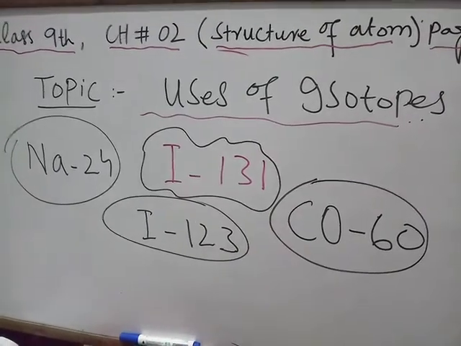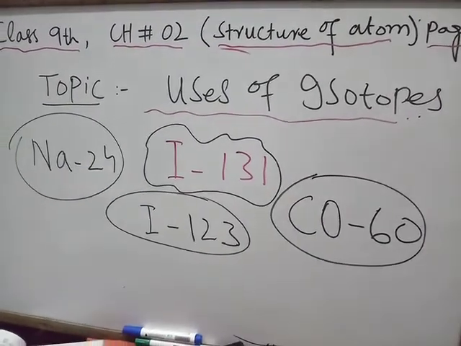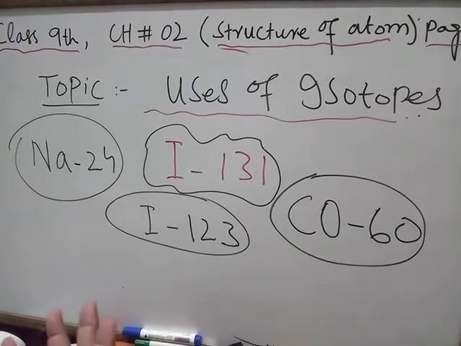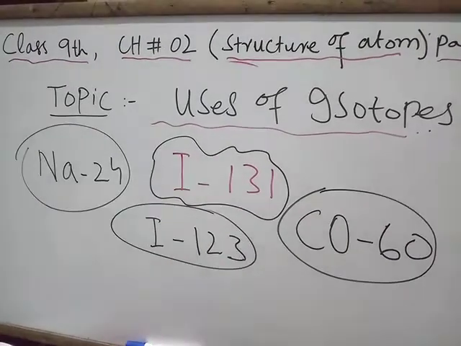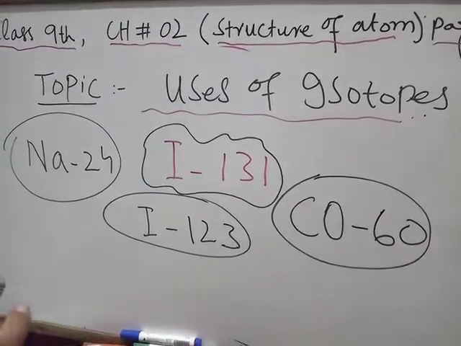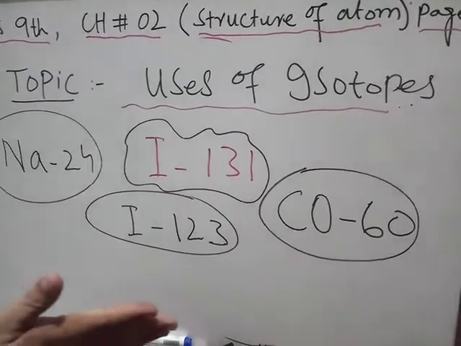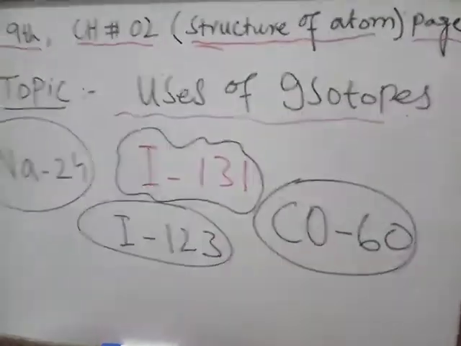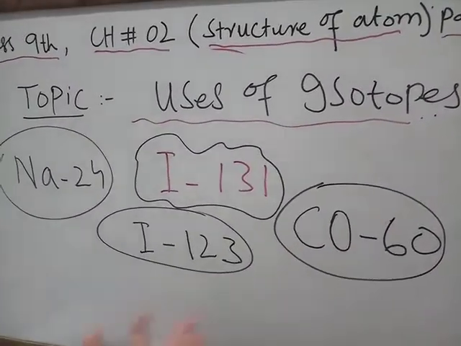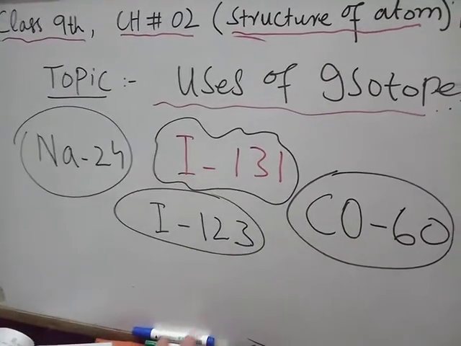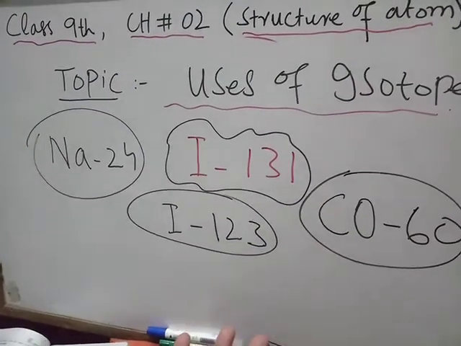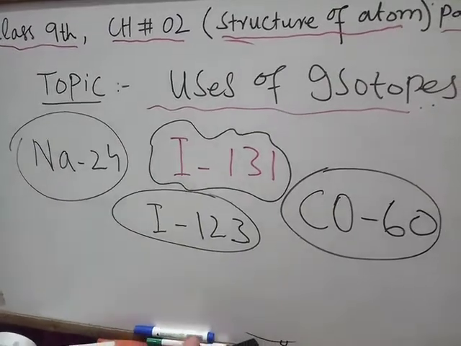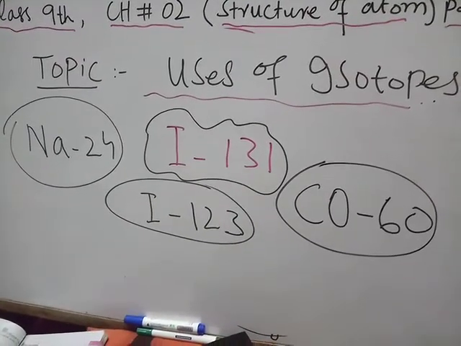For example, if a patient has a cancer in any part of the body, you can hit those cells with the cobalt 60, and this causes the death of those cells. So the growth of the unwanted cell, which is a cancer, stops.